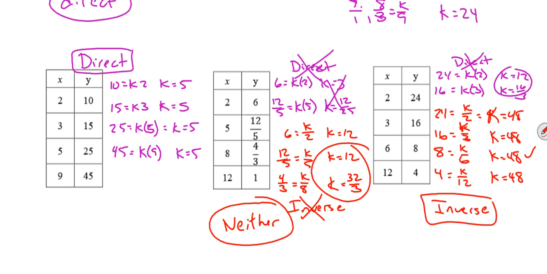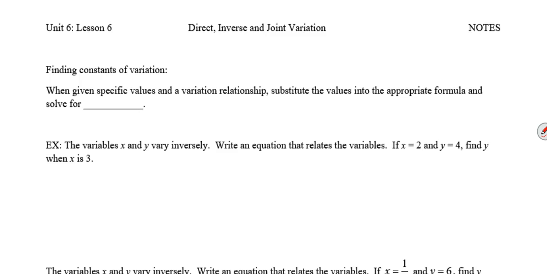Okay, so hopefully you worked these out on your own and you saw that the first one should be direct, the middle one is neither, and the last one is inverse. So look back through your work and make sure you did it correctly if you were able to get these same answers, and if not, then figure out where your mistake was and let us know if you need help figuring that out. All right? So now we'll get to the word problems, right? Finding the constants of variation.